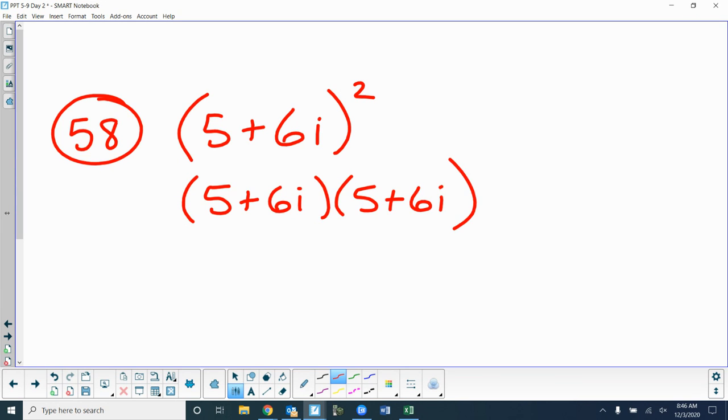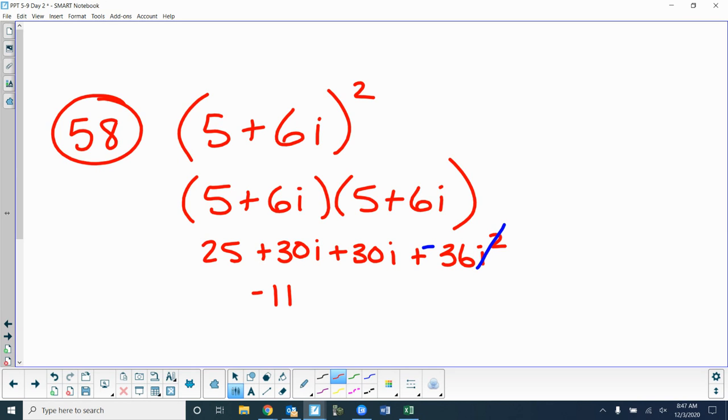Okay? Or you can do the shortcut. We've done this before, shortcut on these. I'll show you that in a second. But first would be 5 times 5. Outside would be 5 times 6i. Inside would be 5 times 6i. And last would be 6i times 6i, which is 36i squared. So i squared is -1, so that makes it -36. So it's 25 minus 36, which is -11. And then 30 plus 30 is 60i.